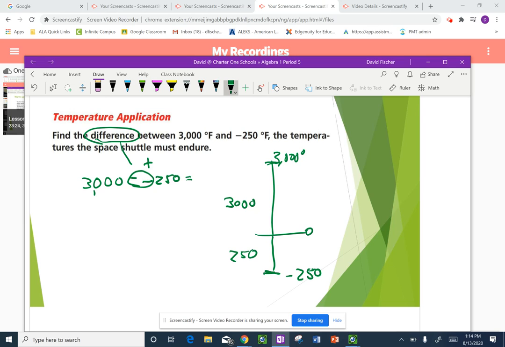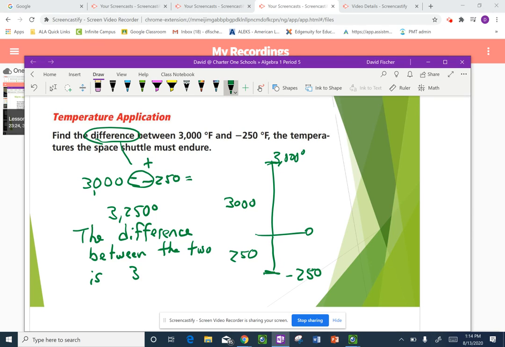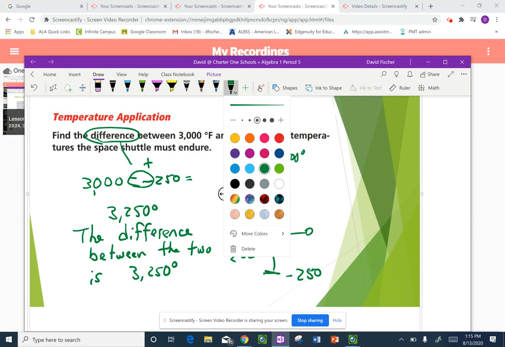And so I'm hoping that you came up with 3,250 degrees. Okay? So, got to answer the question. The question says the temperature the space shuttle must endure. Find the difference. The difference between the two is 3,250 degrees.